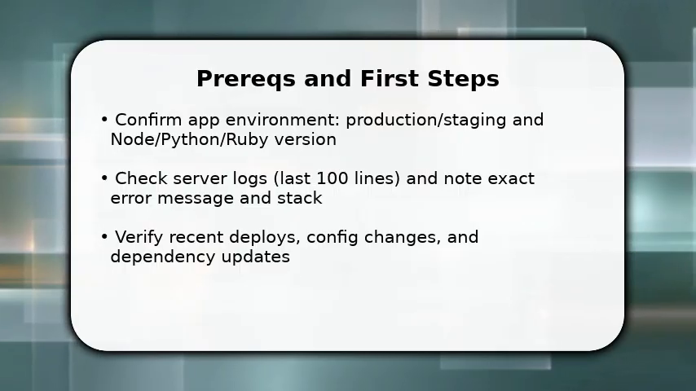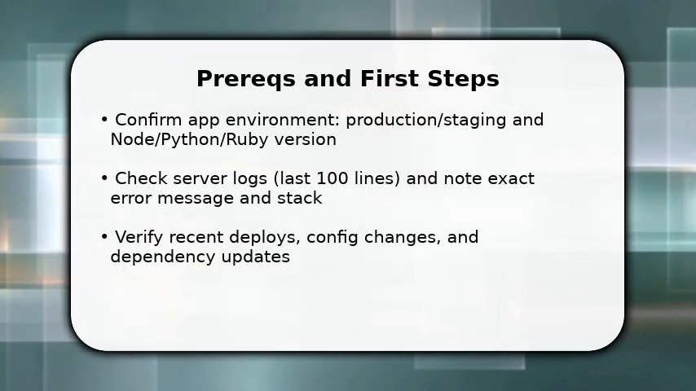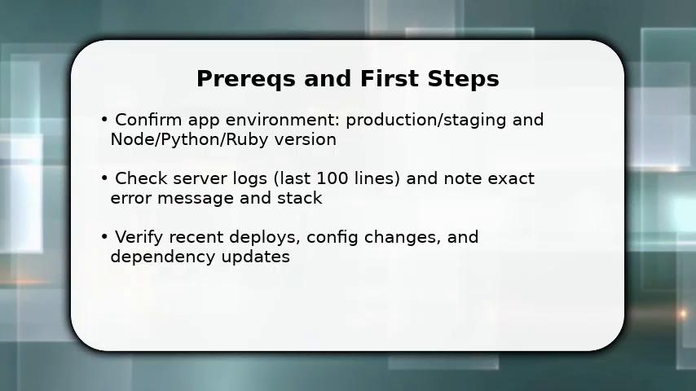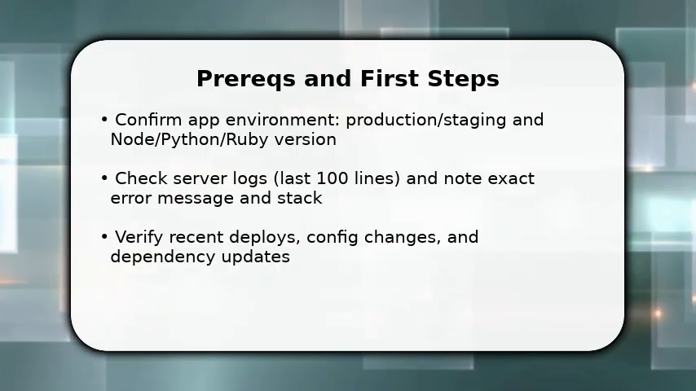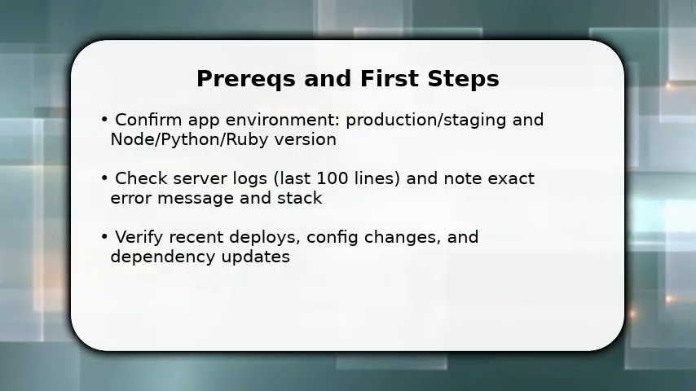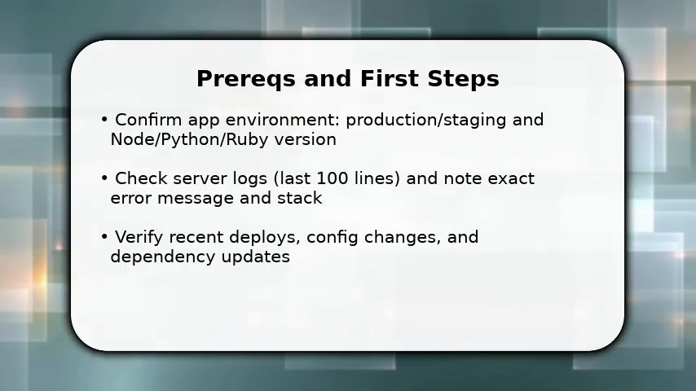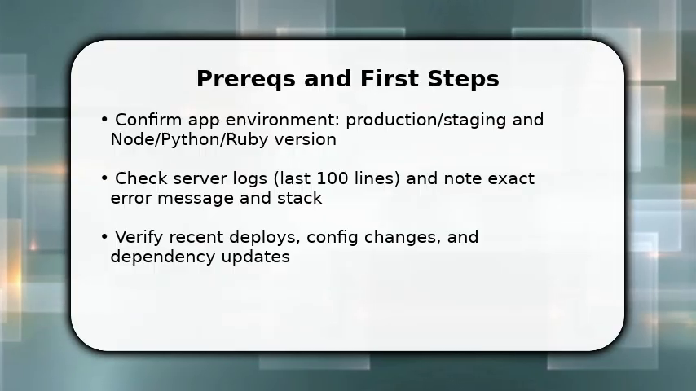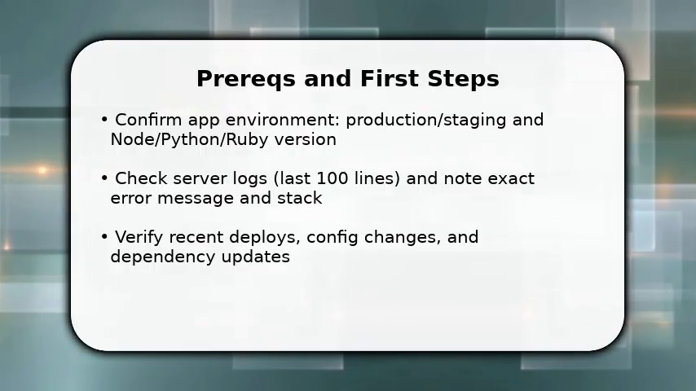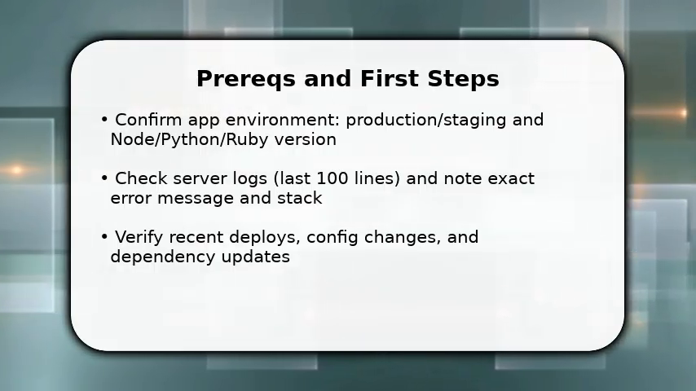Next, open server logs and copy the last 100 lines to identify the exact exception and stack trace. Once done, cross-check recent deploys, configuration edits, or dependency updates that coincide with the failure. Make sure to save timestamps and commit ID. These facts guide targeted rollbacks or hotfixes without guesswork.